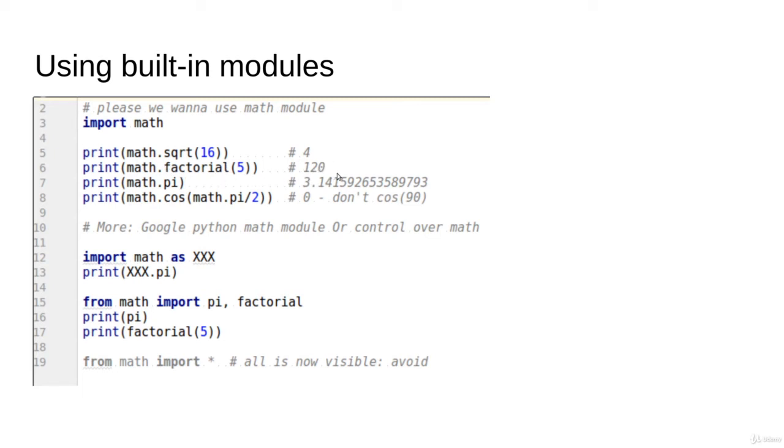math.factorial 5 to get 120, and so on. You can also use the cosine function, but observe that you don't write something like cosine 90 or cosine 180. You use something like math.pi. So pi is there for you to use. This is what the function is expecting. You typically don't need that.